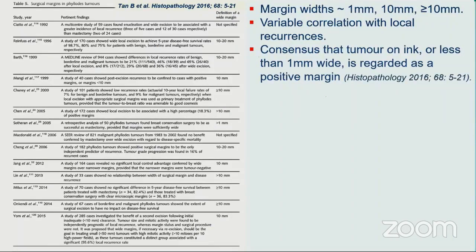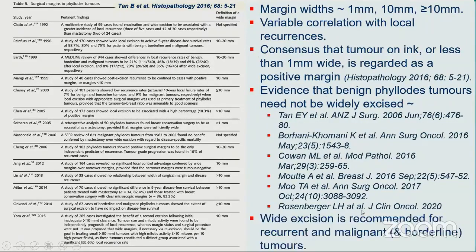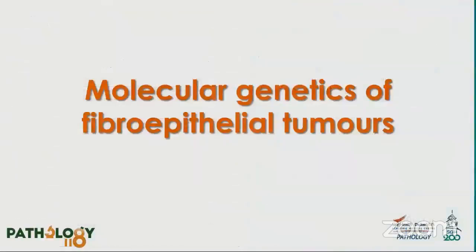Our consensus paper, published a few years ago, agreed that tumor on ink or less than 1 mm wide can be regarded as a positive margin. There has been accumulating evidence, however, that benign phyllodes tumors need not be widely excised, the most recent publication in 2020. However, wide excision is still recommended for recurrent and malignant, and most would agree borderline as well, tumors.